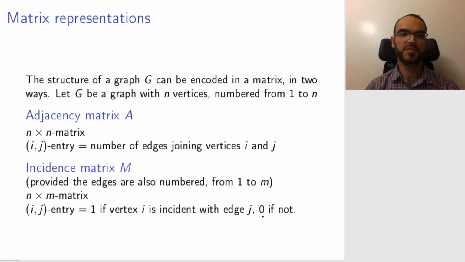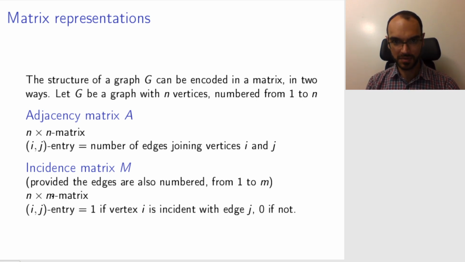Another way is to record the incidence matrix. Now you not only need to number the vertices, but also the edges. And this is an n times m matrix, so as many rows as vertices and as many columns as edges. And its entries are going to be only zeros and ones. You put a 1 if there is indeed an incidence relation between the vertex and edge in question, meaning that the edge actually goes to that vertex, and 0 otherwise.